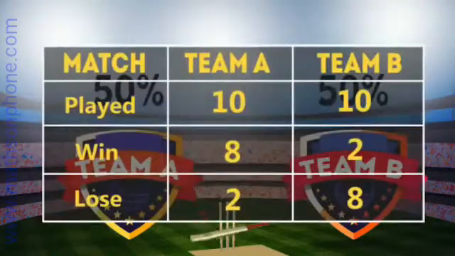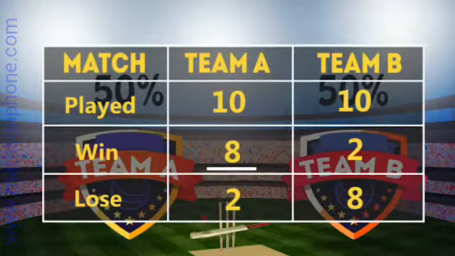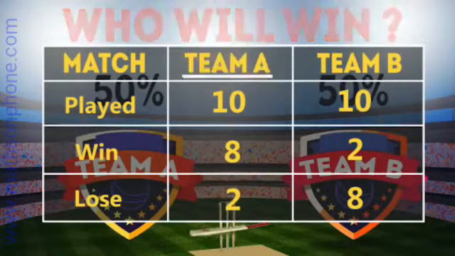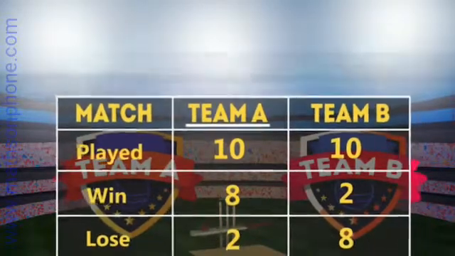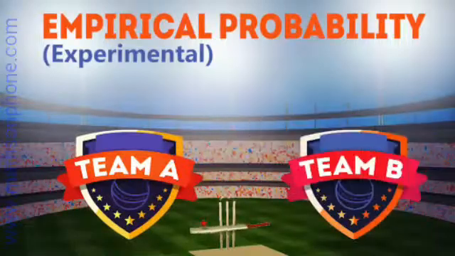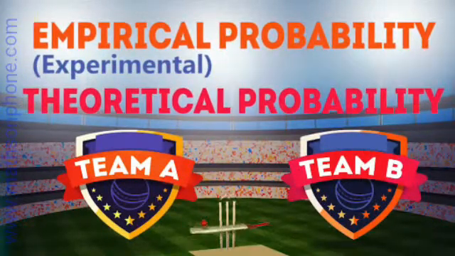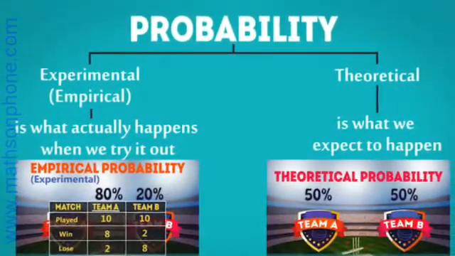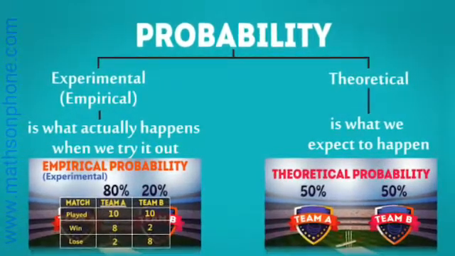Suppose in the past they've played 10 matches, of which Team A has won 8 of them. Then, on being asked to predict the winners, we would say Team A. This prediction or calculation of probability based on some data is called empirical probability. Now I hope there is no confusion about empirical and theoretical probability. In this session, we shall learn only how to calculate empirical probability.